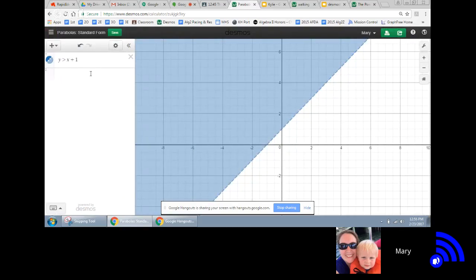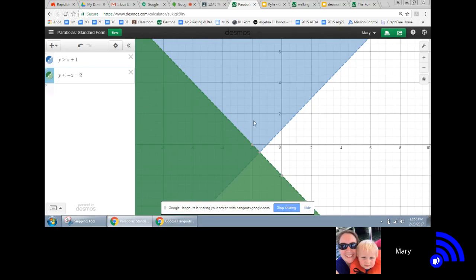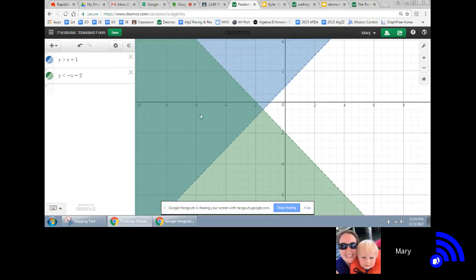You could also put in a system of inequalities. So y is less than -x minus 2 would then show you the second inequality. And this overlapping piece is going to be where the system falls. So students really like that.